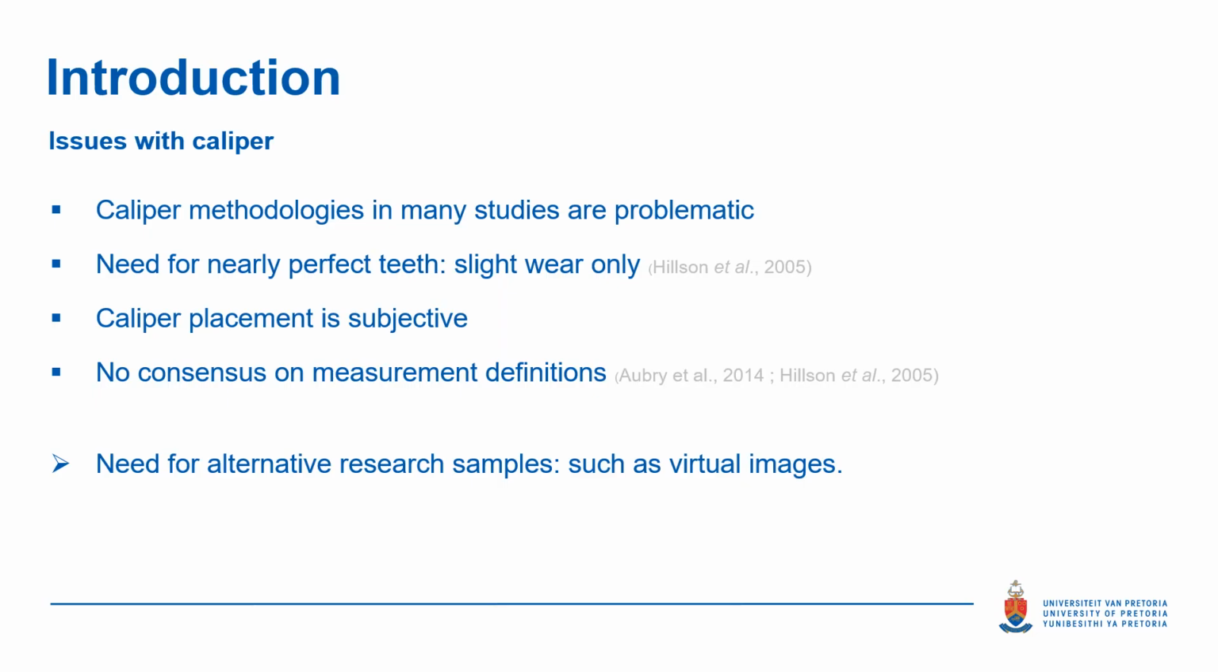Indeed, it was found that traditional caliper measurements on teeth are problematic and difficult to achieve, as the teeth need to be nearly perfect with little wear. The placement of the caliper also is often quite subjective, and finally, there is no real consensus on the definitions themselves of the measurements. The handling of some skeletal material can also be delicate and tricky or even destructive. Thus, other methodologies of measurement needed to be explored.